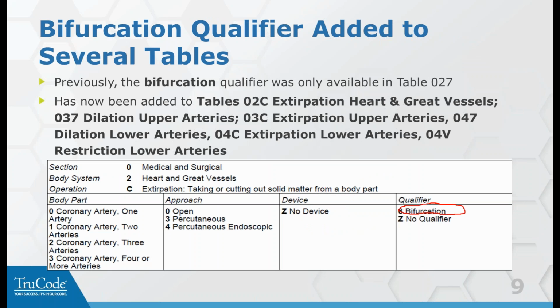Also, I mentioned previously about the bifurcation qualifier being added to several tables. The tables that have had that added are listed on the slide for you, and I've got it circled out there in the qualifier slot. Remember that when a procedure is done on the bifurcation or the forking of a vessel, it's more complex. It requires more effort by the surgeon and probably more time, etc. So it's important to try to capture that information in terms of reflecting severity of what the surgeon is doing, as well as how that's going to play out in revised reimbursement going forward.